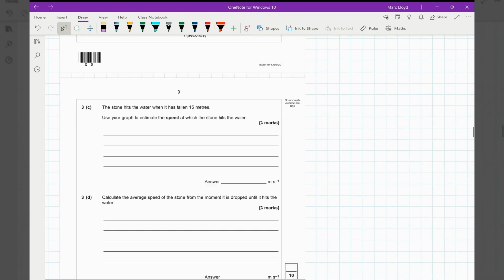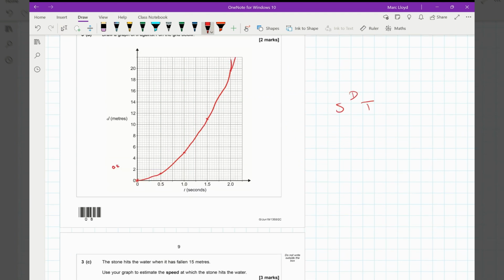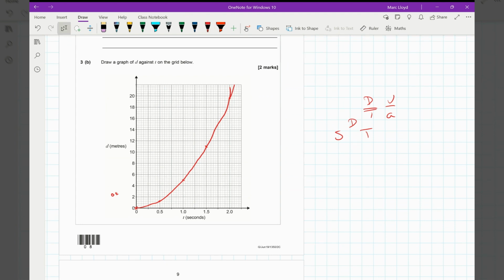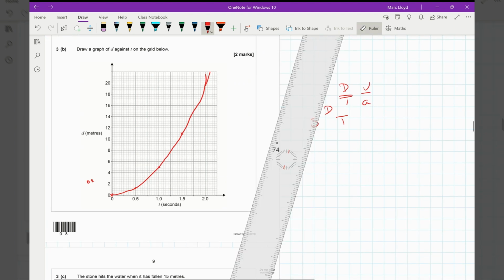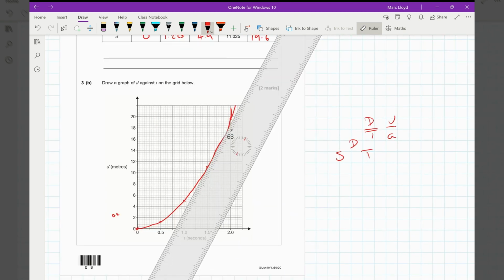Now, the stone hits the water when it has fallen 15 meters. Use your graph to estimate the speed. Now, we've got distance and time, speed, distance, time, distance divided by time. Funnily enough, that's up over across. So the gradient is what we're looking for here when the stone is at 15, and that is in there. So what we need is the ruler, and I'm not going to be able to do it spot on here, but I can tell you what the mark scheme says for the answers. Look at that curve, that's awful.